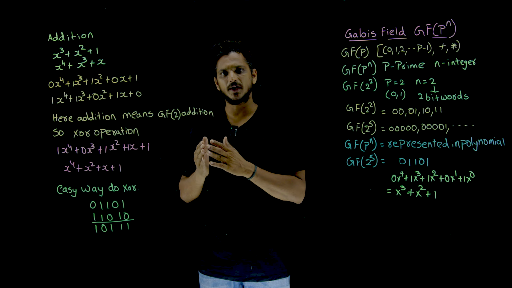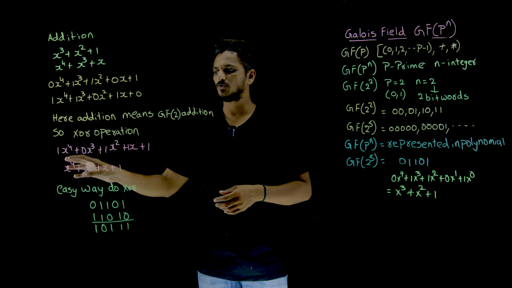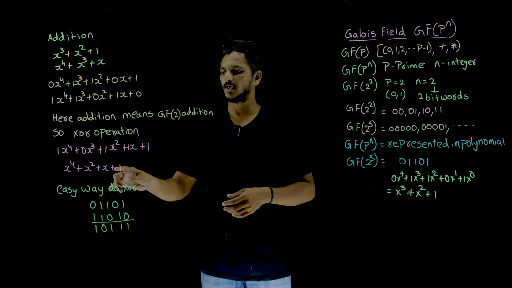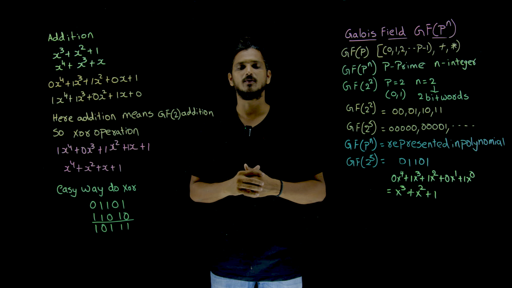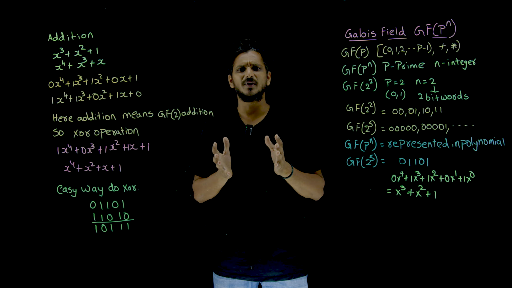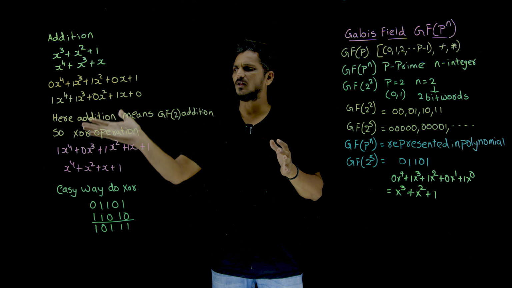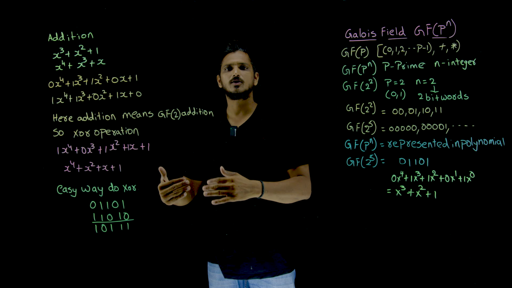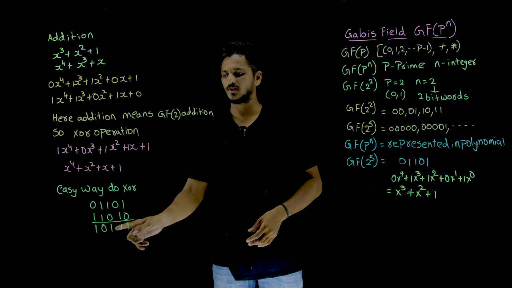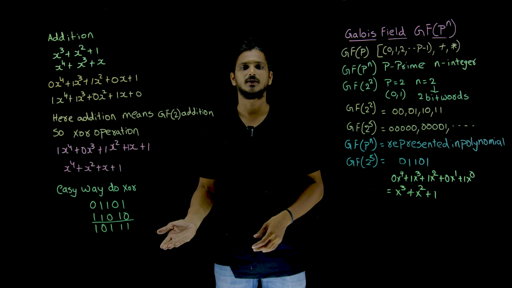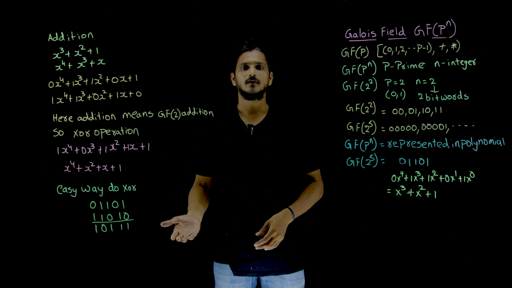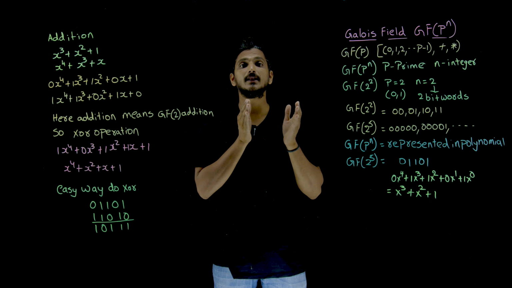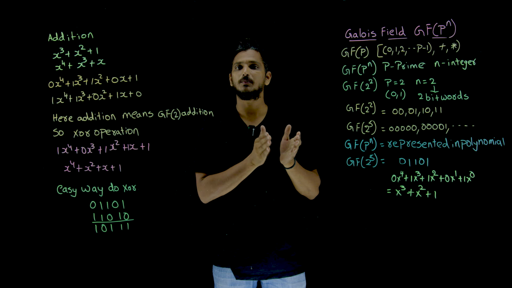This can be made into a short form. Eliminate the 0 terms, and write x power 4 plus x square plus x plus 1. Finally, the addition operation will be like this. So if you want to eliminate all these polynomial equation forms, simply take two elements from the set and do the XOR operation. If you do the XOR operation for these two, you are going to get the output. Hope you understand the set of elements that belong to GF of 2 power n and the addition operation in GF of 2 power n.